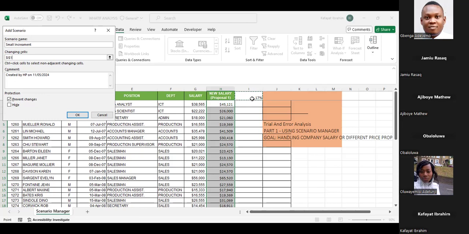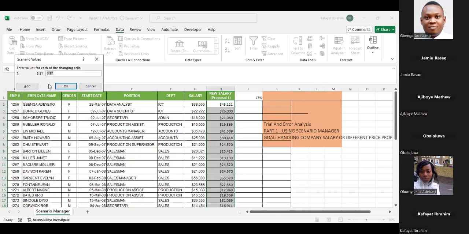Uncheck it. So the first thing is the scenario name. You give that scenario a name, right? You click on your changing cells, the cells where we have the percentage. Very simple and straightforward. Then click on OK. Now let's say our small increment is 10%. Click on OK first though. Click on OK.